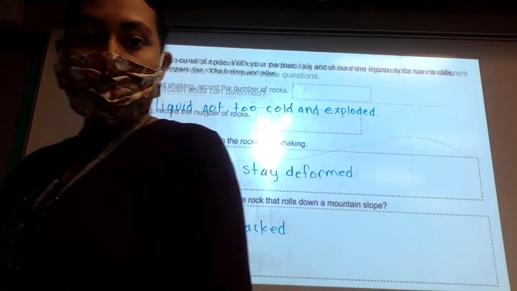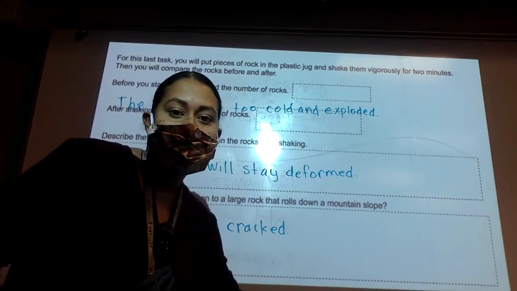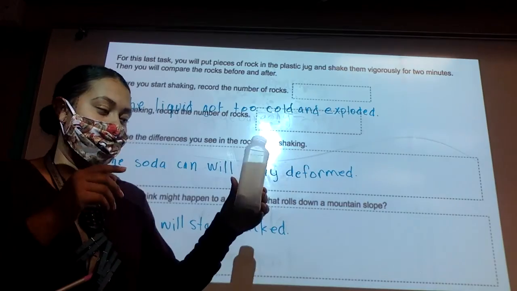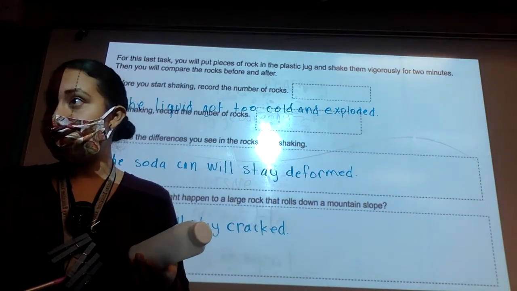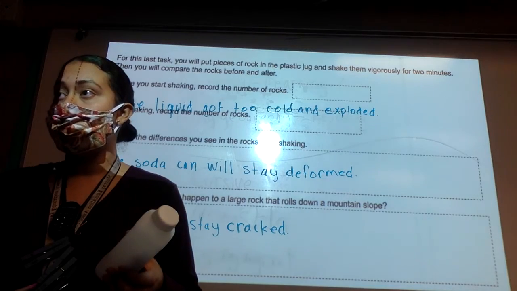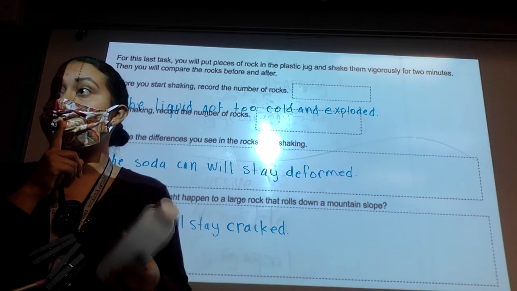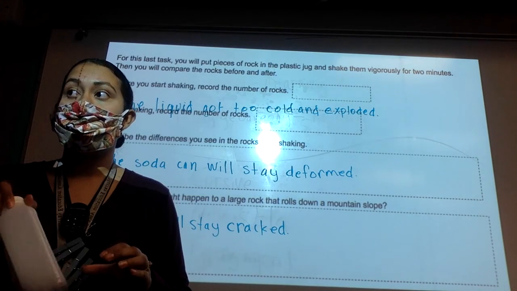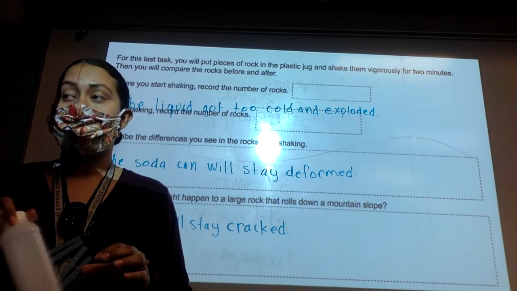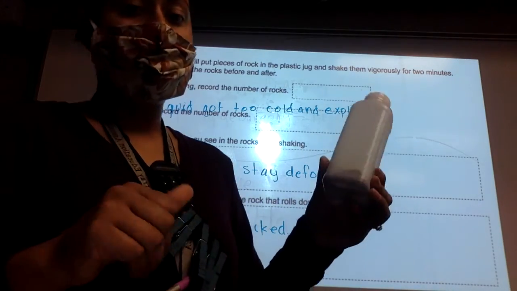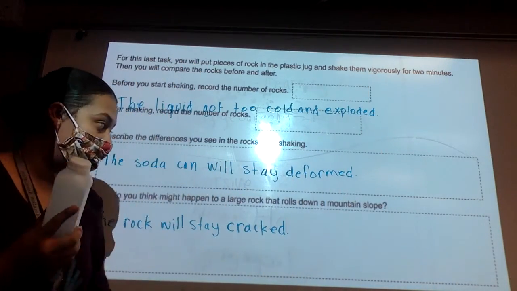All right, next one. Okay, for this last task, I put pieces of rock in this plastic jug. Listen. This is your next experiment. Pull your mask up. Thank you. Okay, so I put rocks in this plastic jug right here.